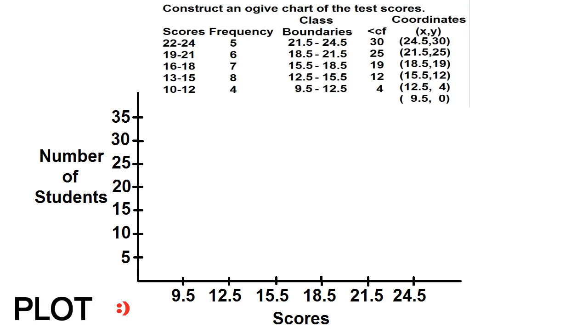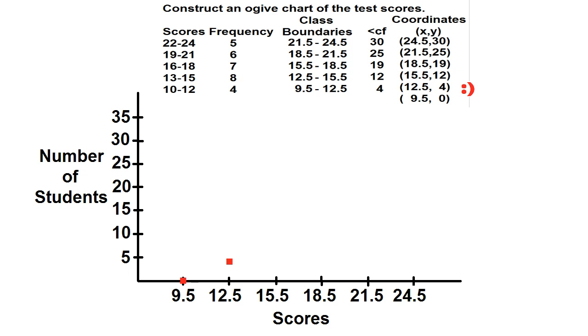Next, plot the points. By convention, a less than ogive begins on the horizontal axis at the lower class boundary of the lowest class interval. The number of students who got scores less than 9.5 is 0. The number of students who got scores less than 12.5 is 4.